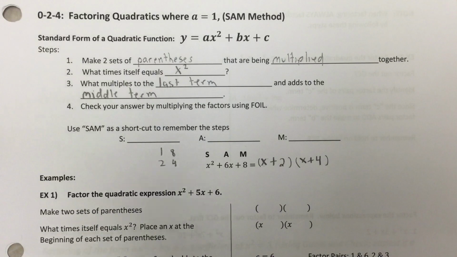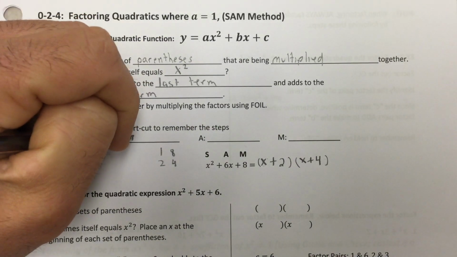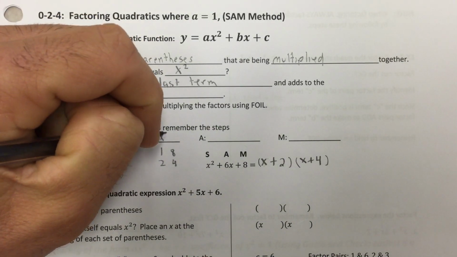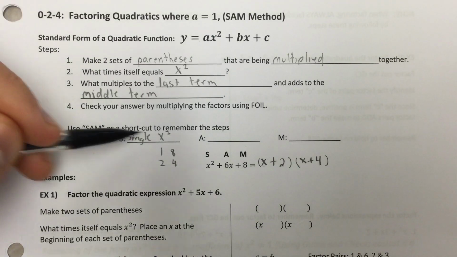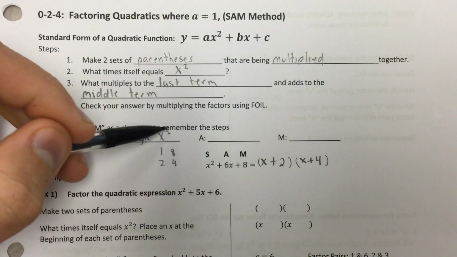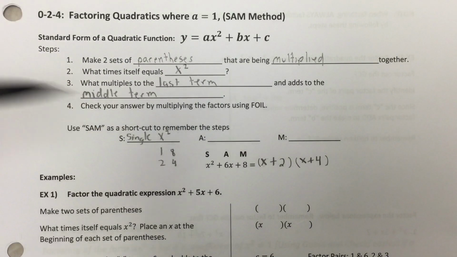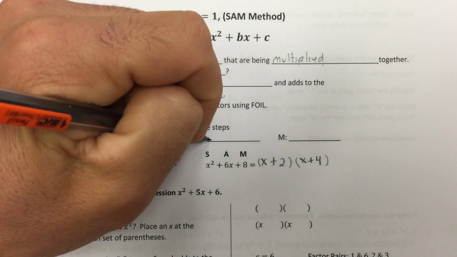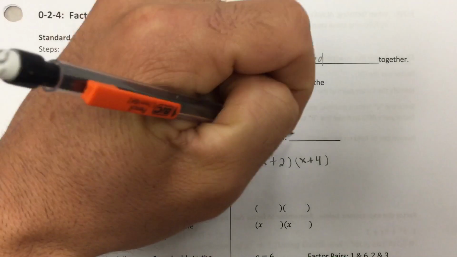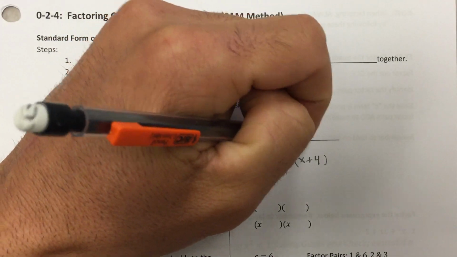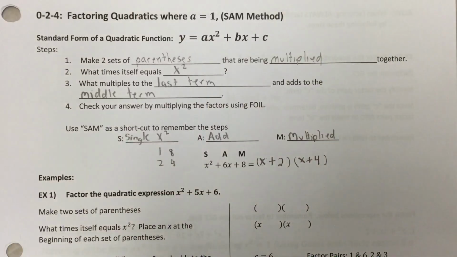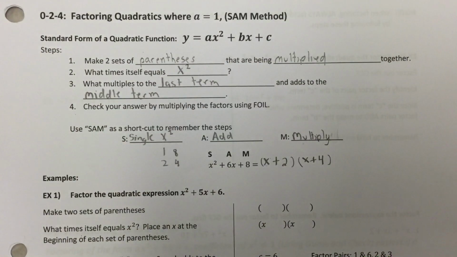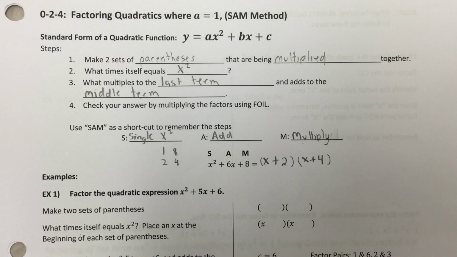And so again, we have this shortcut of SAM now as an acronym to remember what each term represents. So S stands for single x squared, so kind of two S's in there. Single, meaning there's a 1 in front, and squared, single in front of the squared. The A stands for add, so it has to add to 6, and M stands for multiply. Multiply to that last term. In this case, it was 8. Okay, SAM is just an acronym, but it's a good acronym.